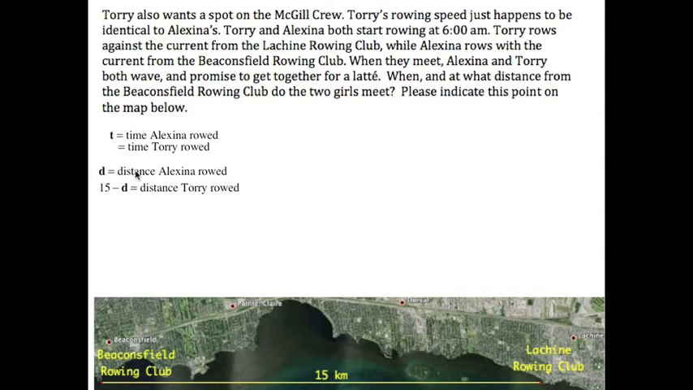Okay, so d is the distance that Alexina rowed, and if we say that, then Tori had to have rowed 15 take away d. Okay, so we know that time times velocity is distance. So time times the velocity of Alexina rowing with the current is going to be 8 plus 2, her speed and the current speed, so that's 10. Okay, so this is with the current. And then for Tori, it's going to be t times 8 minus 2 is 15 minus d, which is going to be against the current.